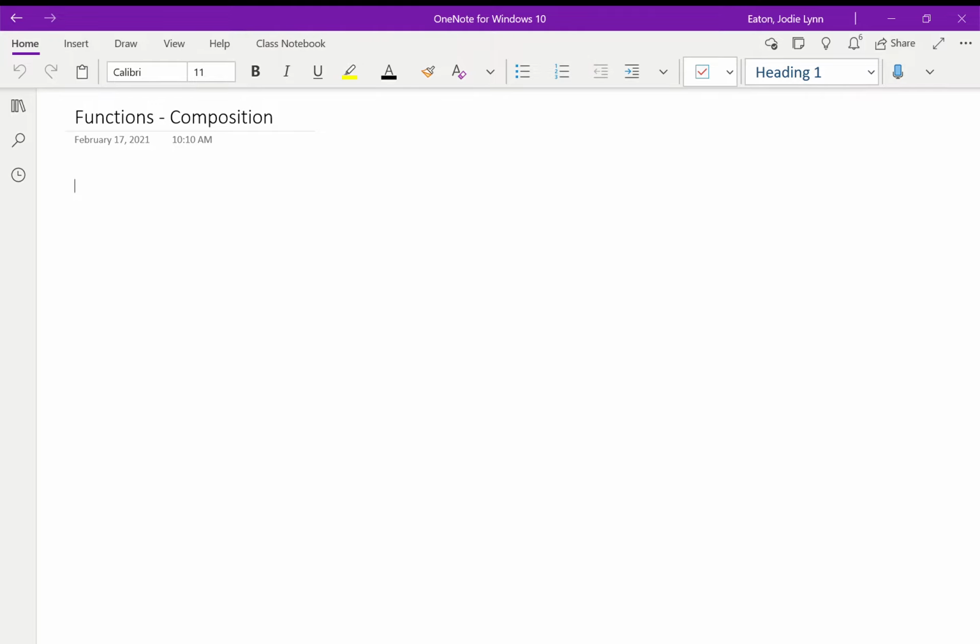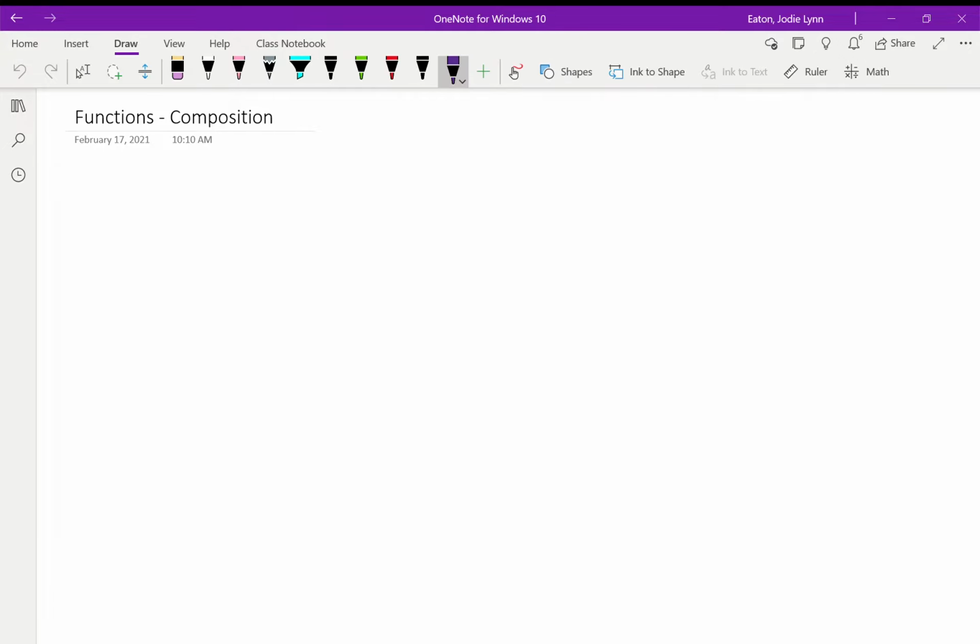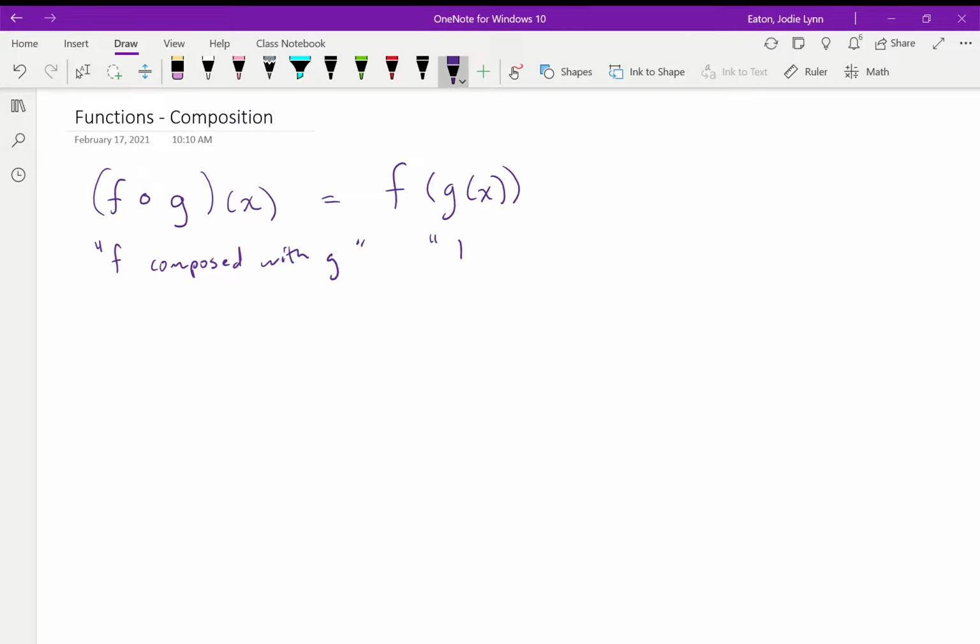Today we're going to talk about composite functions, which is made by putting two functions together in a rather interesting way. We would write the composition of two functions as f composed with g, and apply that to x. Another way to write this is f of g of x.